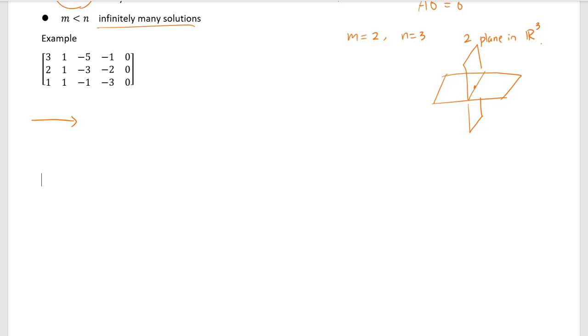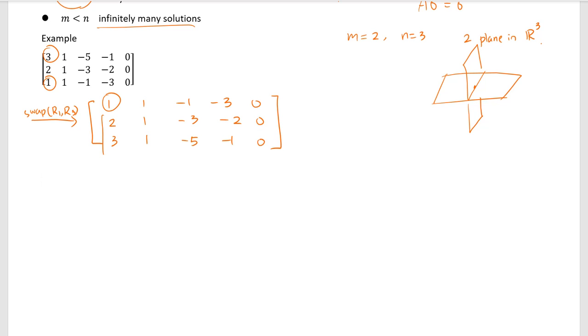We want to make the n1 entry to be 1, and you can see, oh, we have a 1 here, so we can swap row 1 and row 3. Then the first row becomes 1, 1, minus 1, minus 3, 0. And then the second row, 2, 1, minus 3, minus 2, 0. The last row becomes the original first row, so 3, 1, minus 5, minus 1, 0.